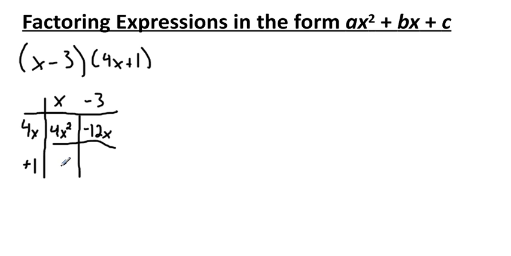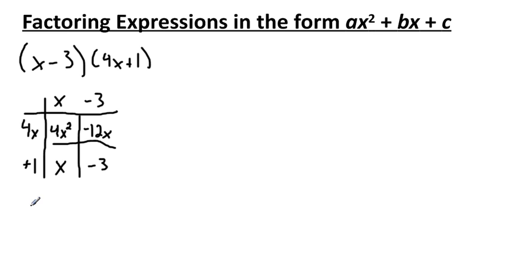And then down here in the bottom left, this one comes from multiplying the 1 times the x, so it'll be 1x, or you can just write x. And the bottom right comes from 1 times negative 3, or negative 3. So our answer is going to be a 4x squared minus a 12x plus an x minus 3.